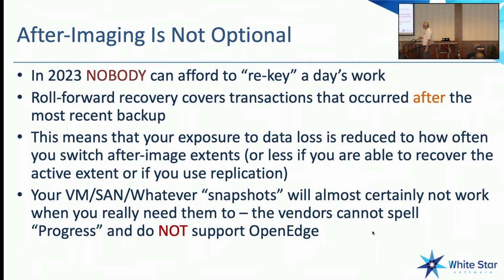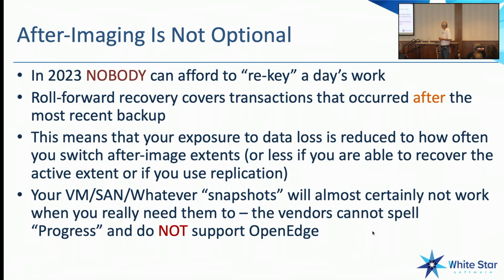Okay, it's 2023. Can anybody afford to rekey a day's worth of work? Not only can you not afford to do it, you probably can't actually do it because you don't have the paper trail anymore. Twenty years ago, you probably had a paper trail. You could go out on the floor and you could find pick tickets and receipts for things, and you could probably put them back in. You can't do that now. That stuff doesn't even exist. So basically, if you lose your data, you're out of business. You have no way to recover.